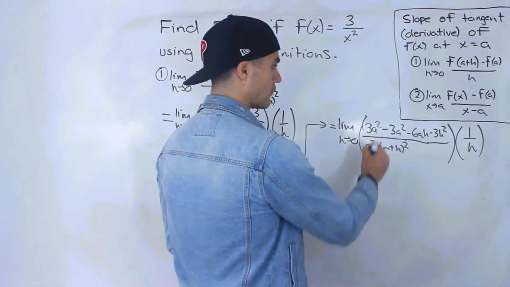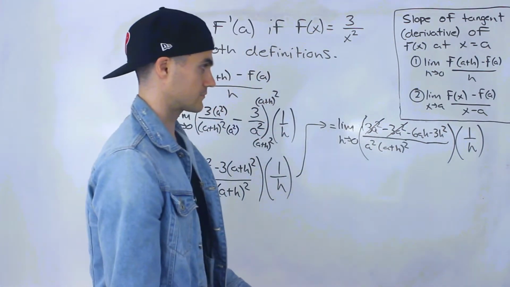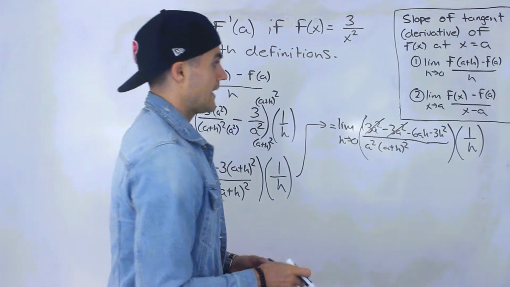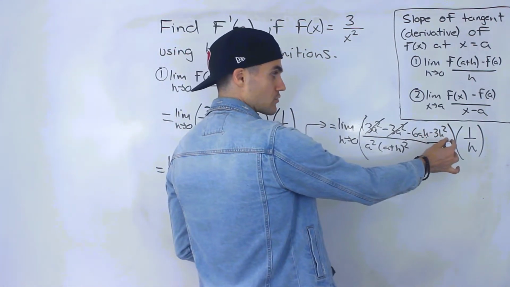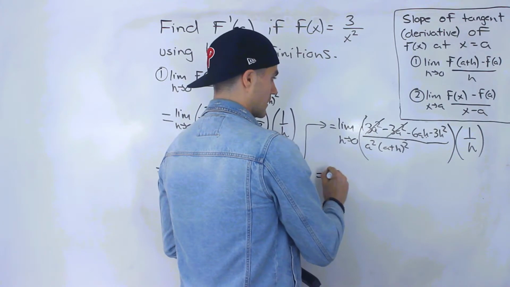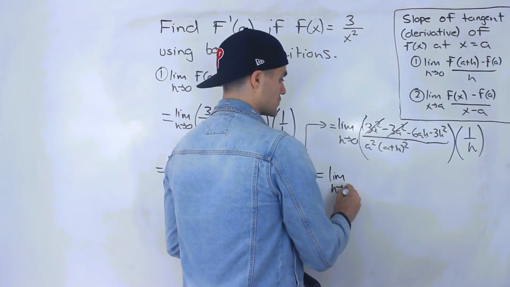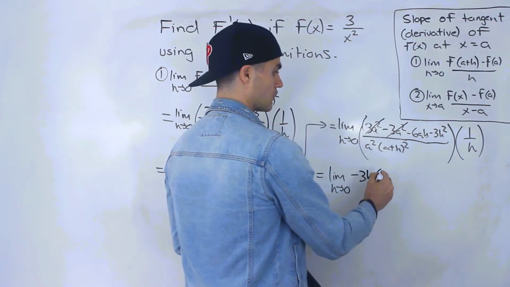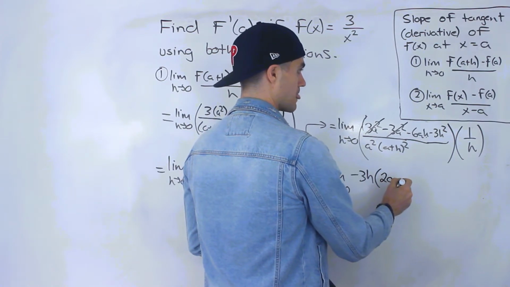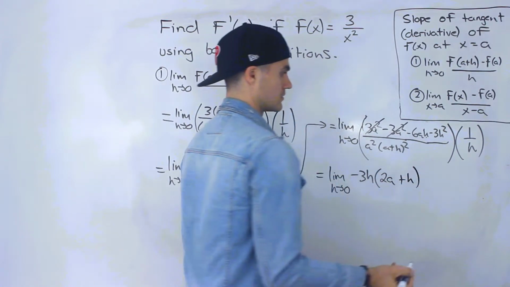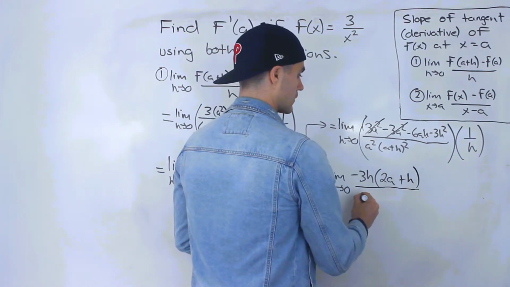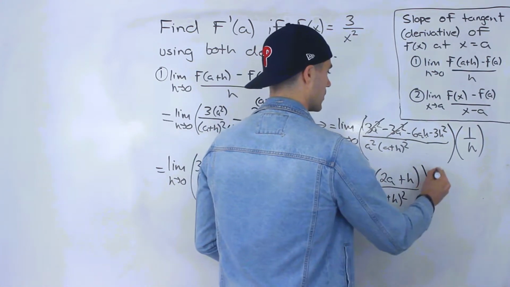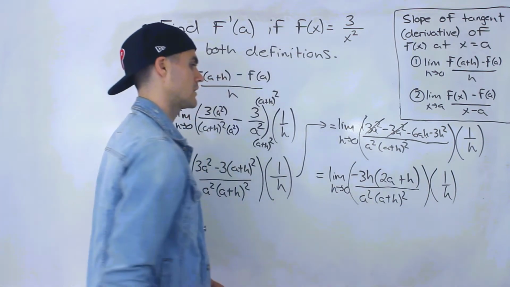Okay, so now what can we do? Notice how the 3a squareds here cancel out, right? So those net out to 0. And now notice we have negative 6ah minus 3h squared. And notice we can factor that. What can we factor out of those two terms? We could take out a negative 3h. What would we be left with? We'd be left with 2a plus h. This would be all over a squared, a plus h squared. And this is all multiplied by 1 over h, like that.